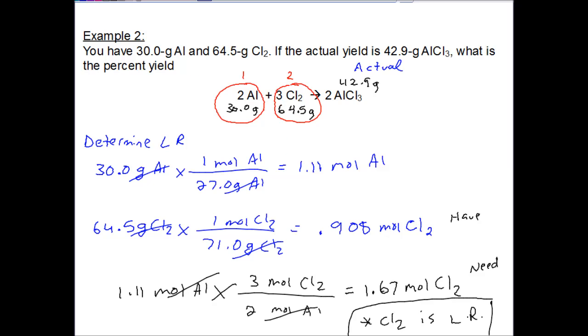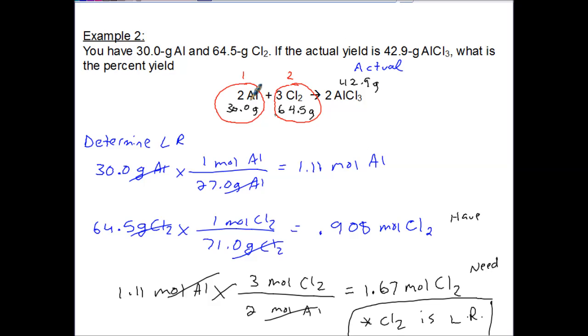Okay, you can just erase that. Let's go to the next page. We're going to use chlorine. You rewrite the equation: 2Al plus 3Cl2 yields 2AlCl3. And remember, we have how much AlCl3 there? You have 42.9 grams of this stuff, and we have 0.908 moles of Cl2.